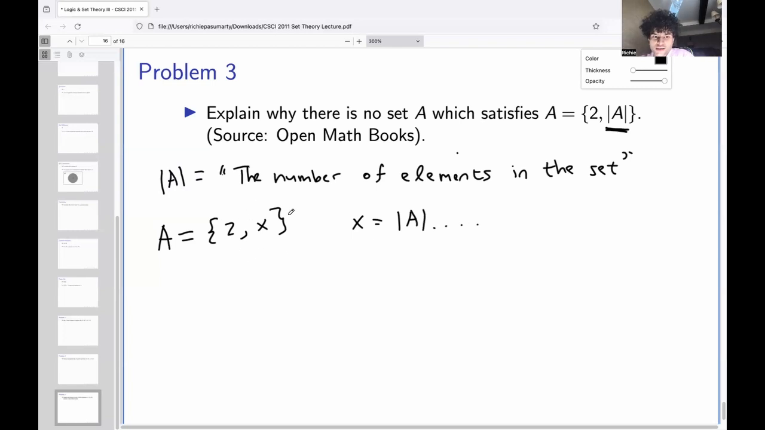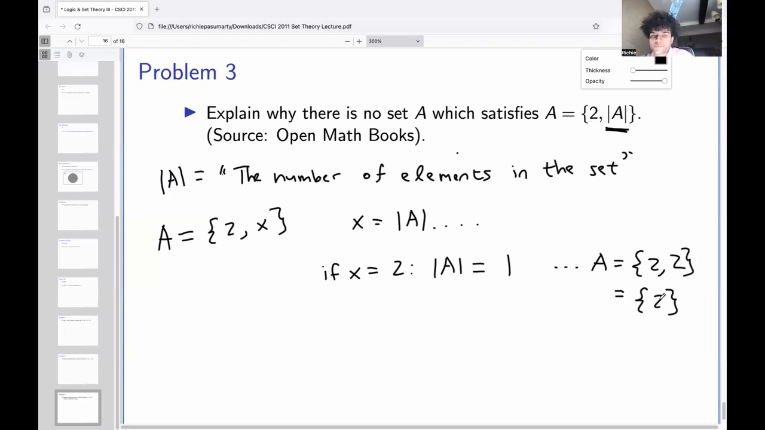So there are really 2 cases to consider, right? If x is equal to 2, then the cardinality of A is going to be equal to 1. Why is that the case? Because A, in that case, would just be the set {2}. All right, otherwise, the cardinality of A is going to be equal to 2.